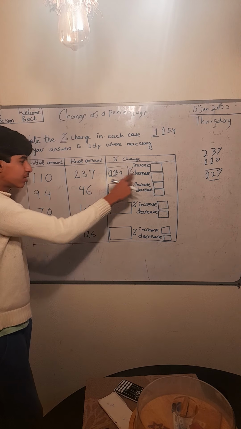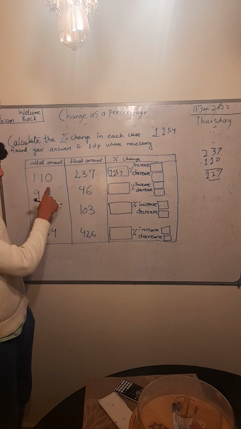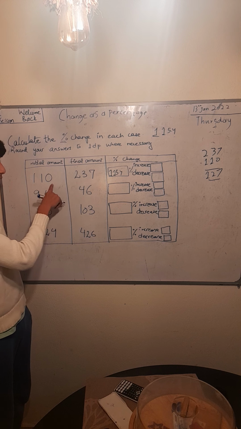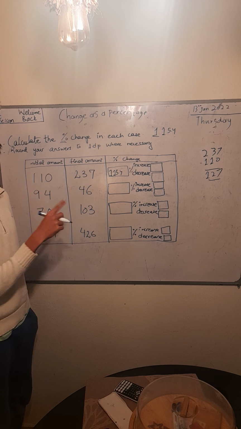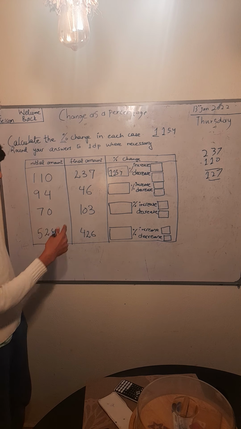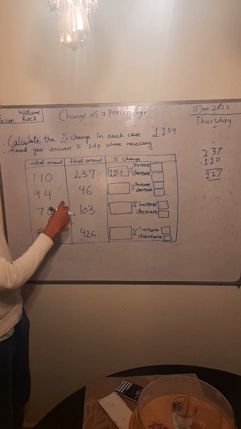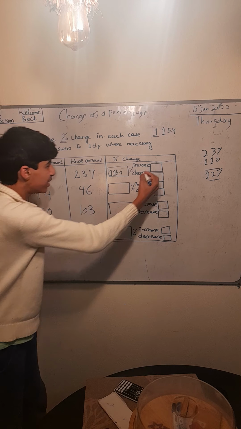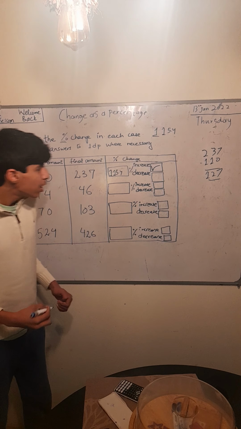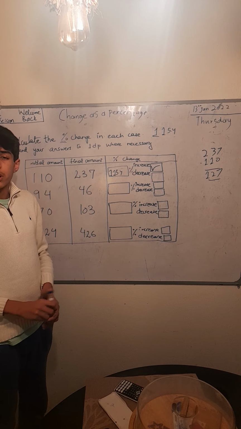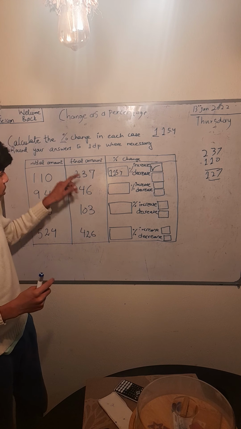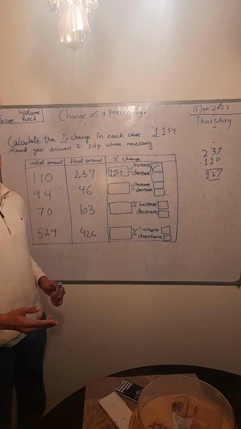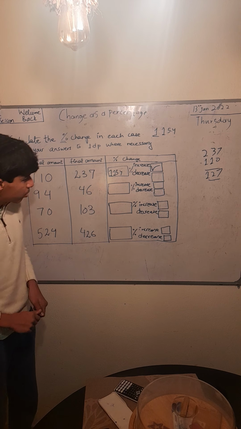Now you can see this amount. The initial amount is 110 and the final amount is 237. So you can see that our final amount has increased. So it is an increase. All right. For increase and decrease, mainly we have to see the final amount. Obviously, because the final amount tells us if your amount has decreased or increased.